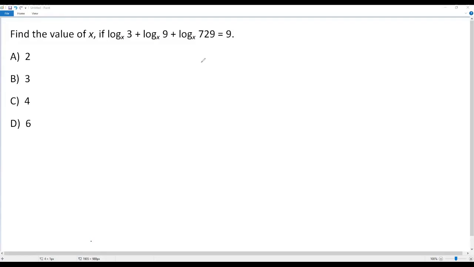Here we have a pre-calculus problem. Okay, let's go to the question. Find the value of x if log base x of 3 plus log base x of 9 plus log base x of 729 equals 9. Okay, in the given equation, we have to solve for x. That is, we have to find the value of x.